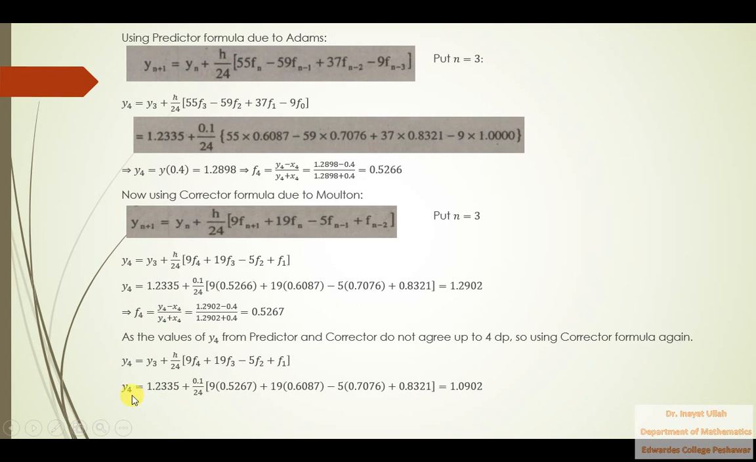So we see that y4 is 1.2902. We see that these two y4 values agree up to 4 decimal places. So therefore the value of y4, which is actually y of 0.4, is 1.2902.